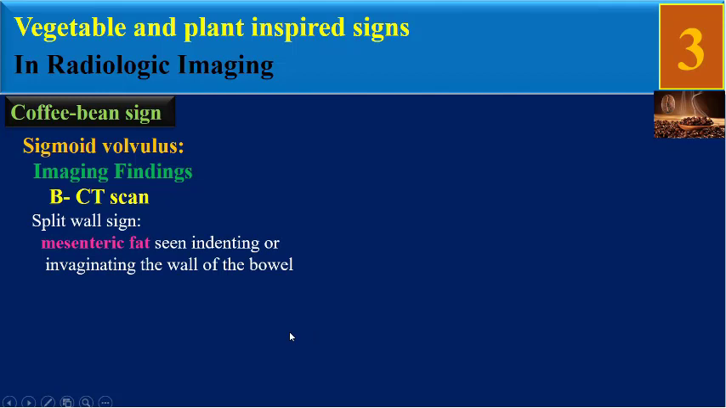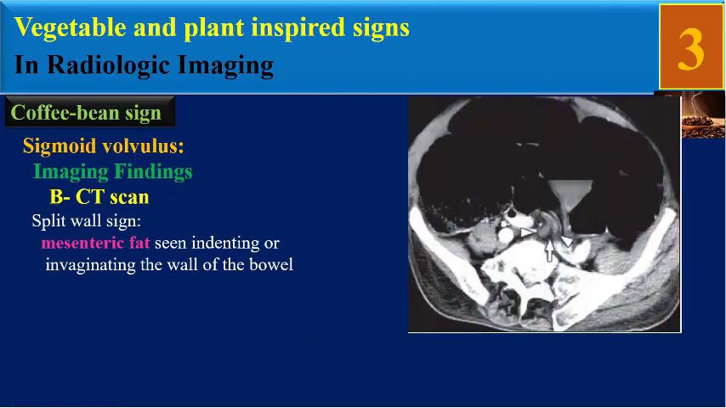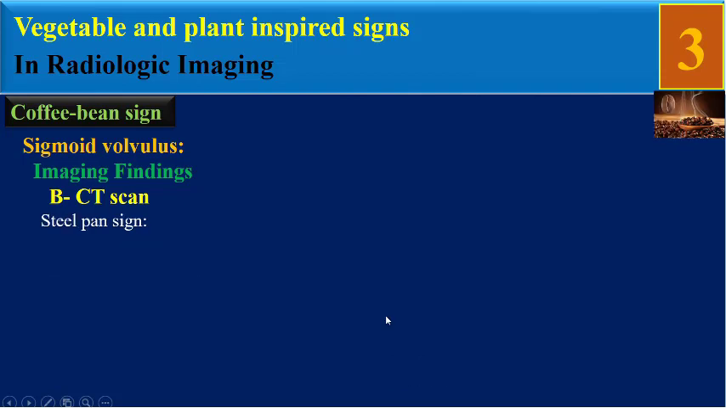Another CT finding is split wall sign, meaning mesenteric fat seen indenting or invaginating the wall of the bowel. As we can see here, mesenteric fat separating the two walls of the sigmoid colon. Another CT finding is steel pan sign.